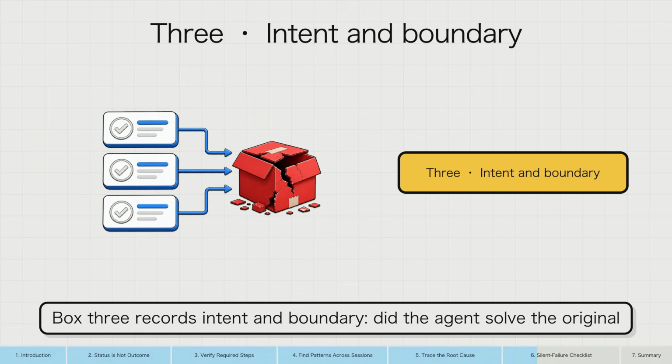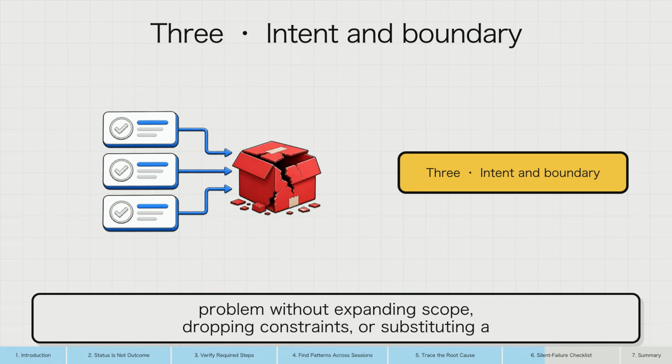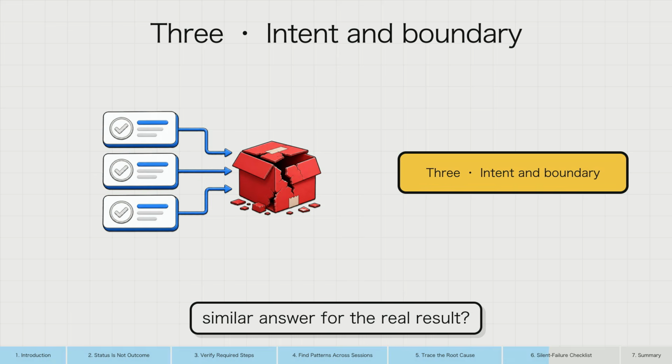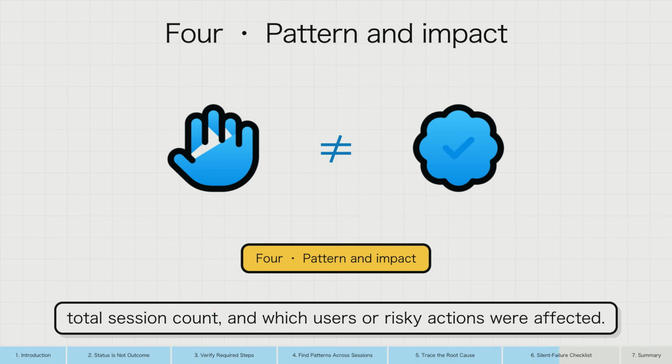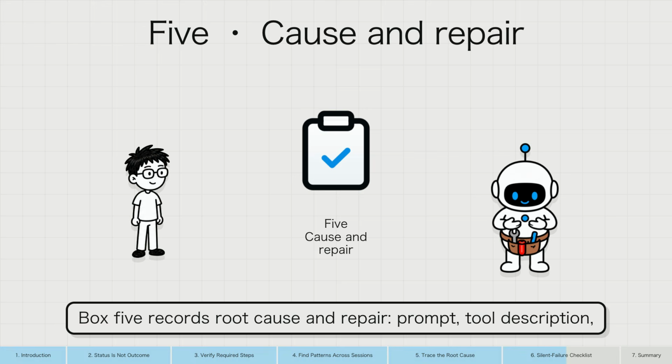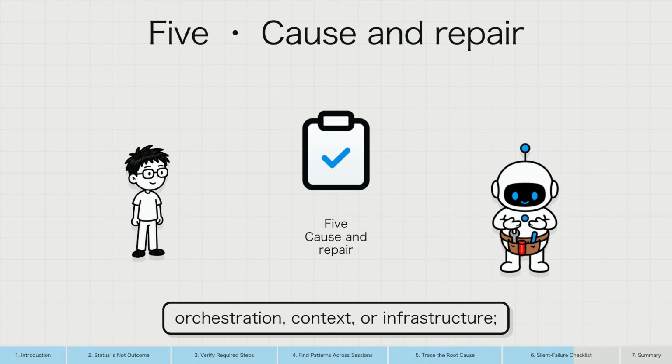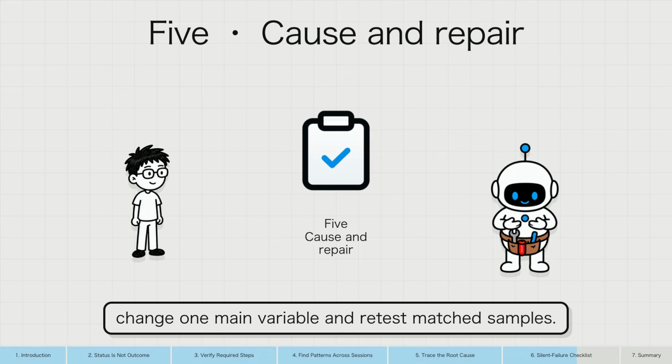Box 3 records intent and boundary. Did the agent solve the original problem without expanding scope, dropping constraints, or substituting a similar answer for the real result? Box 4 records pattern and impact. How often this failure appeared, the total session count, and which users or risky actions were affected. Box 5 records root cause and repair, prompt, tool description, orchestration, context, or infrastructure. Change one main variable and retest matched samples.